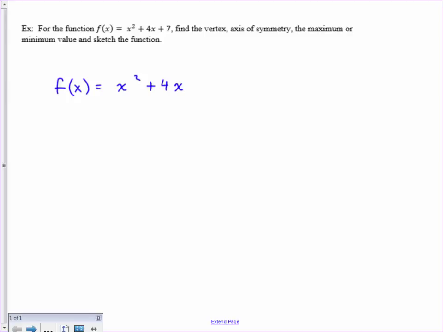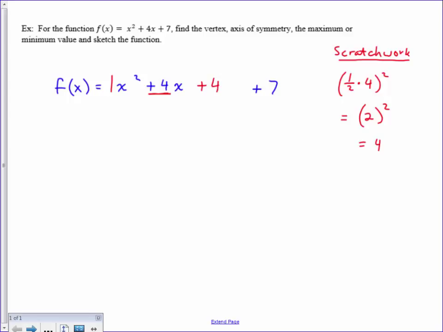I know that I need to write my x squared term and my x term next to each other, and then I need to separate the constant term. My scratch work would be, notice there's an understood 1 in front of x squared, so I would take the value in front of x, multiply it by 1/2, and square it. 1/2 of 4 is 2. 2 squared is 4. So I will add 4 to the x squared term, and then I will subtract 4 from the 7.